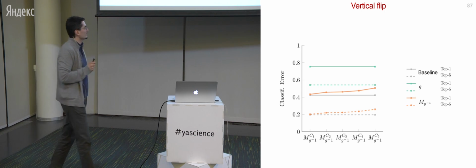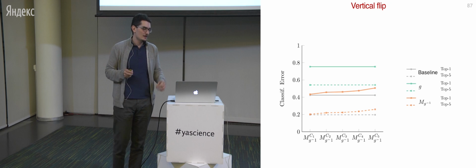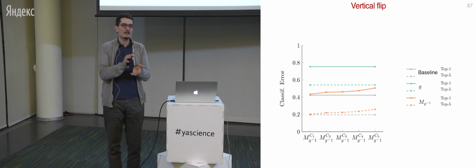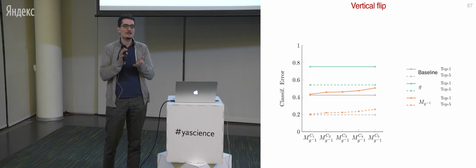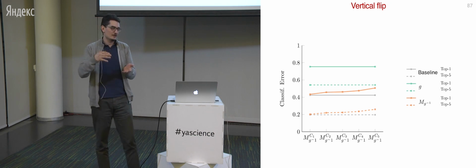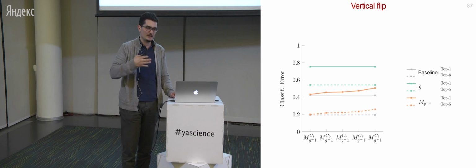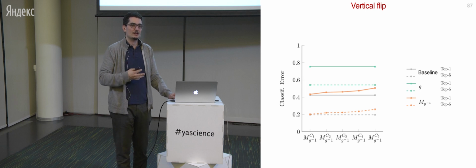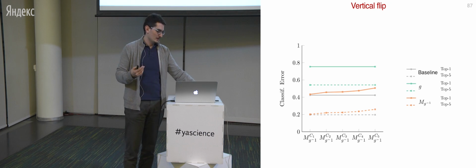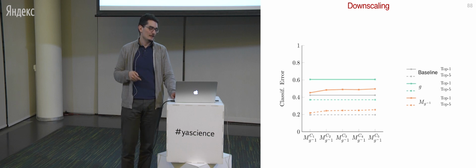Now, why is that? Well, our conjecture is that this happens because the first features are actually fairly generic, and they're just doing some sort of low-level intermediate processing. So those are the ones that are actually easier to invert for any transformation. Whereas the deeper you go in the architecture, the more specialized these features are, you might end up computing things which are actually not as easy to undo geometrically. Okay. Downscaling works as well.